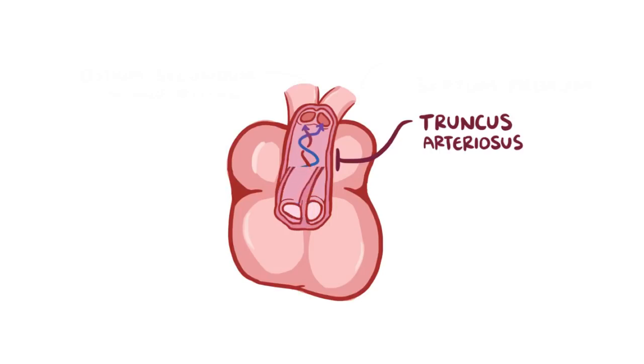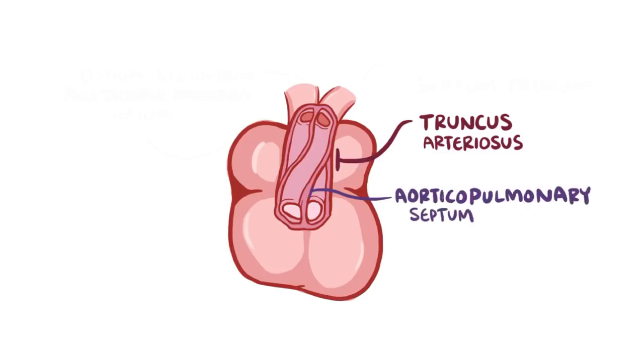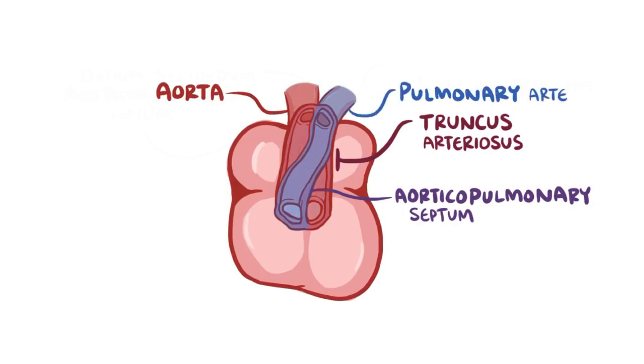These grow with a spiraling trajectory, kind of like a corkscrew, and they wrap around each other, forming the aortico-pulmonary septum, which divides the truncus into the roots of the aorta and the pulmonary artery. So now blood gets routed to the right place. And finally, the semilunar valves develop shortly after.